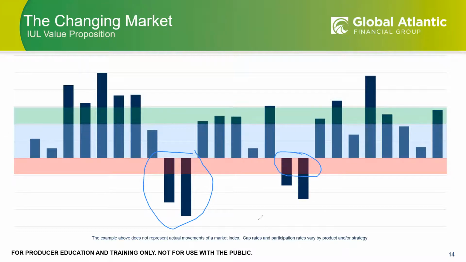So multipliers are a great innovation within the index universal life space. But it's important to understand that with that product design comes additional risk for the client that didn't exist in the previous designs. Almost every multiplier out there that has an asset-based charge, what you see on the screen is really what the client is exposed to.